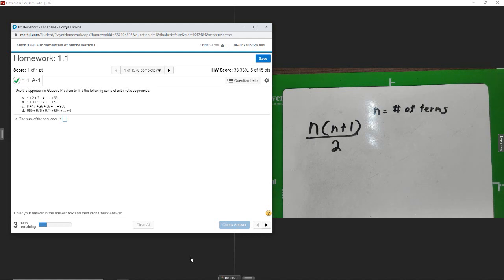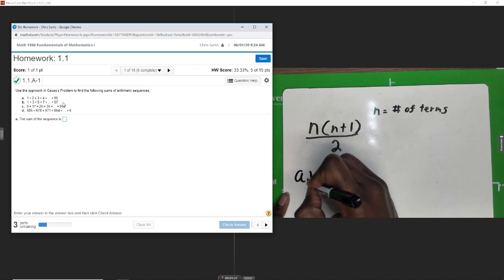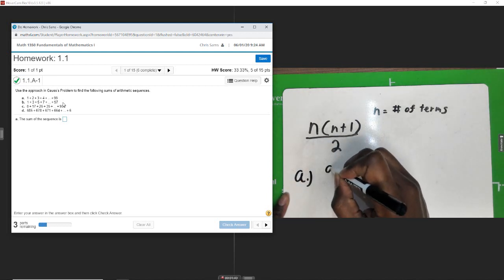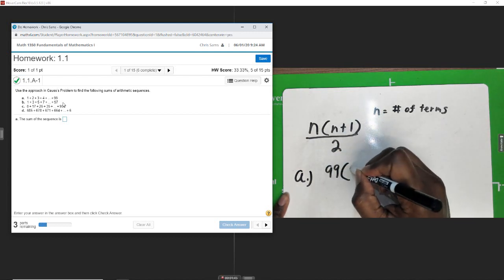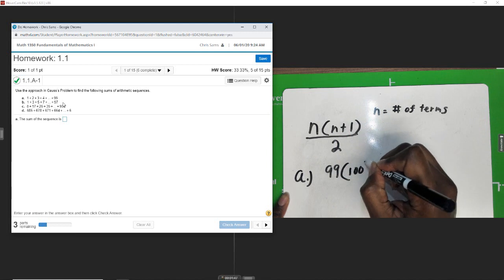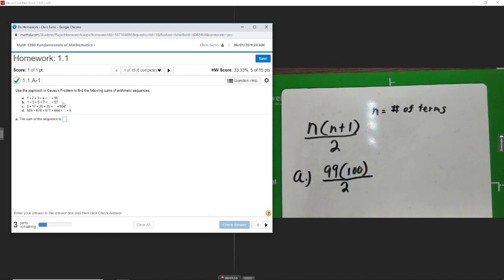Okay, so for the first sequence, we do have that. For A, we have 1, 2, 3, 4, all the way up to 99. So first, n is 99 because we see we started at 1 and there's 99 terms. So for part A, n is 99, and then 99 plus 1, we're going to be multiplying by 100, and then you always divide by 2. It's by 2 every time. That's the way the formula is set up. You can go back and look at it.